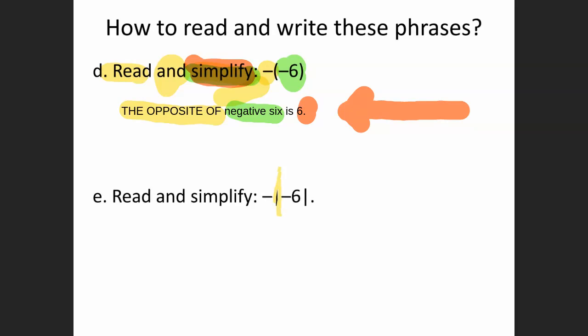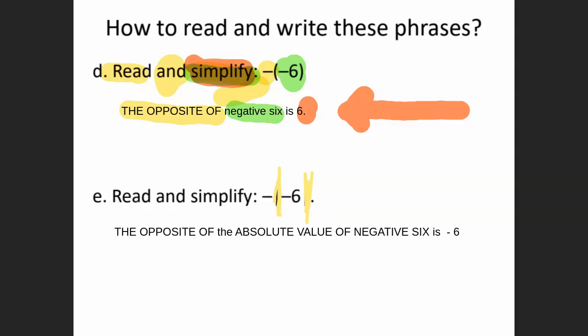Right here. Okay, how do I read this? Well, I begin with the opposite of the absolute value of negative 6 is, now the answer is negative 6. Now I want to show you why.